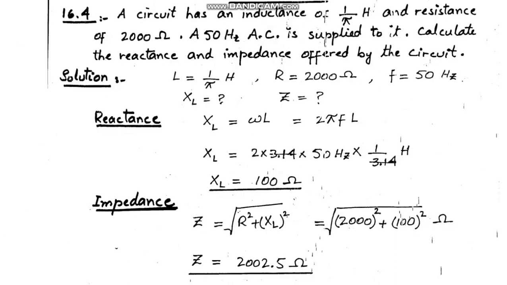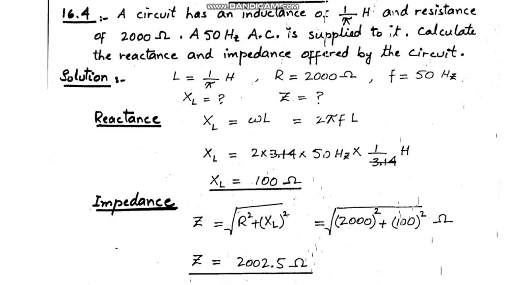Number 4 problem. A circuit has an inductance of 1 over pi H and a reactance of 2000 ohms. A 50 Hz AC is supplied to it. Calculate the reactance and impedance offered by the circuit. So we want to find in this question XL, that is reactance, and impedance.